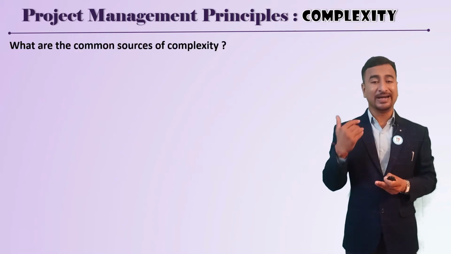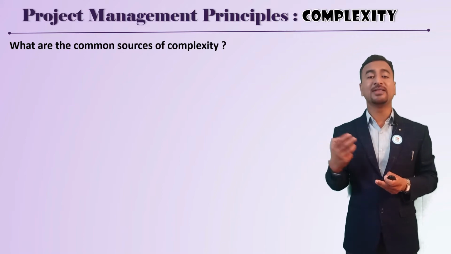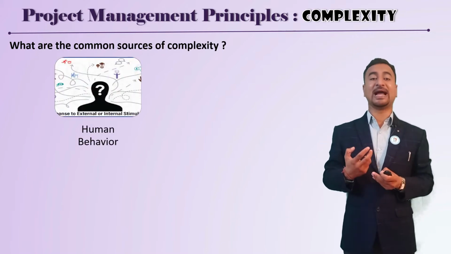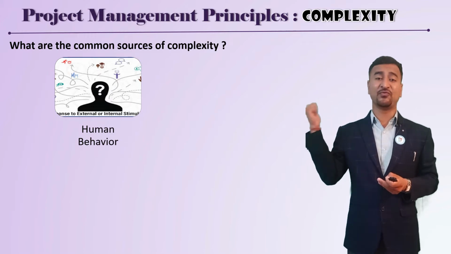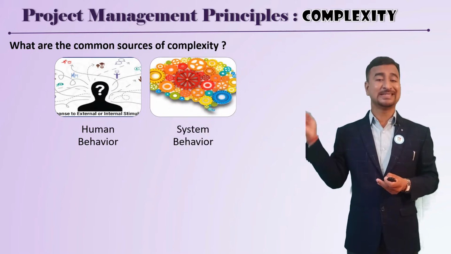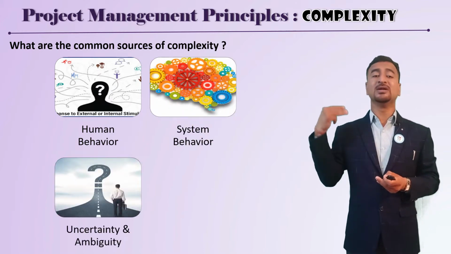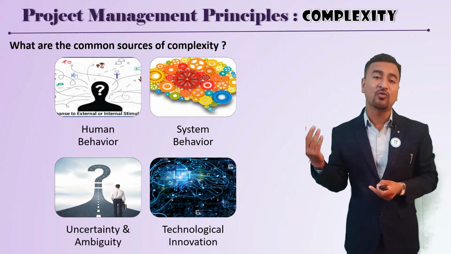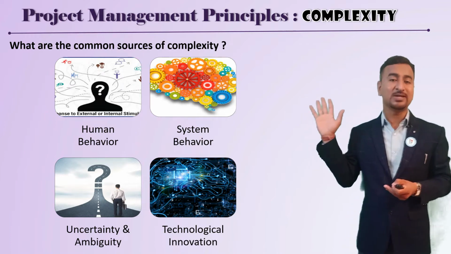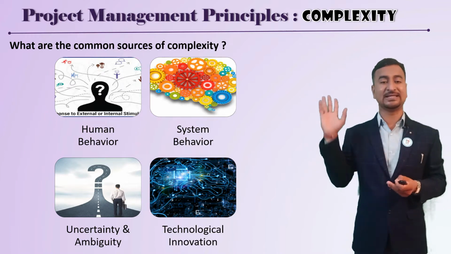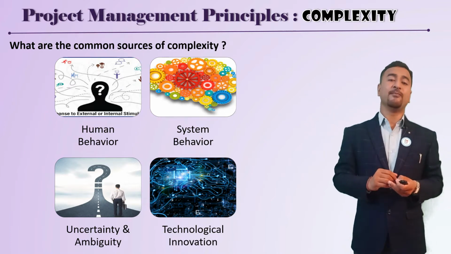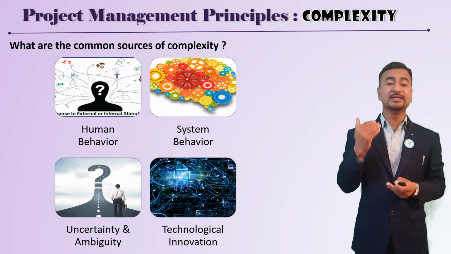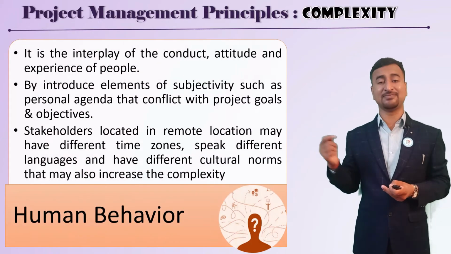So let's try to understand what the common sources of complexity are. First would be human behavior, second would be system behavior, third would be uncertainty or ambiguity, and the fourth would be technological innovation. This is not a limited list, there are many. This is just an indicative list that we have mentioned over here, and we are going to discuss these one by one.